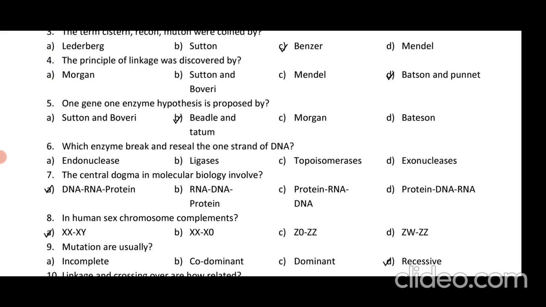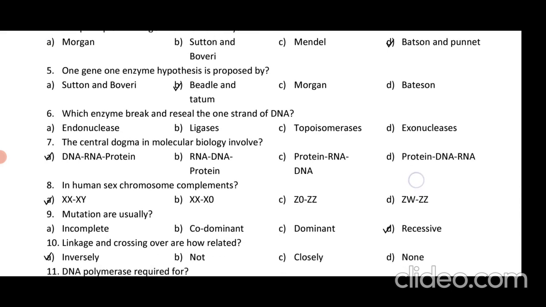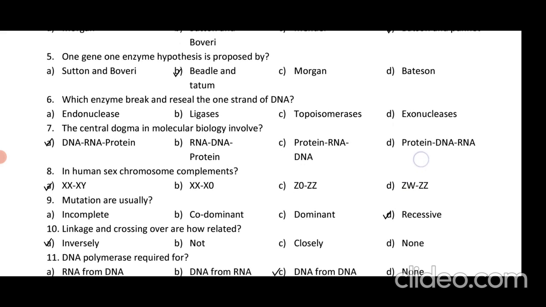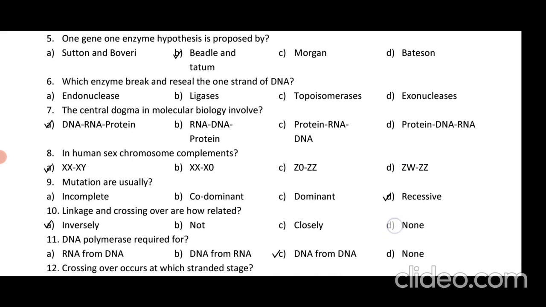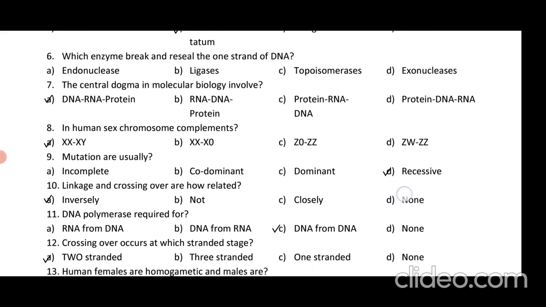The central dogma of molecular biology involves DNA, RNA, protein. In humans, sex chromosome complements are XX and XY. Mutations are usually recessive. Linkage and crossing over are how related? Inversely. Linkage and crossing over are inversely related. DNA polymerase is required for DNA synthesis from DNA.